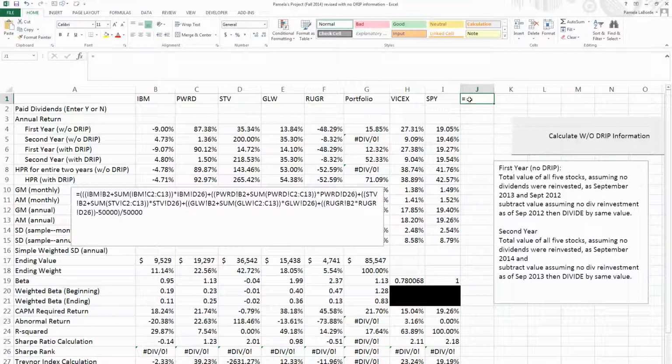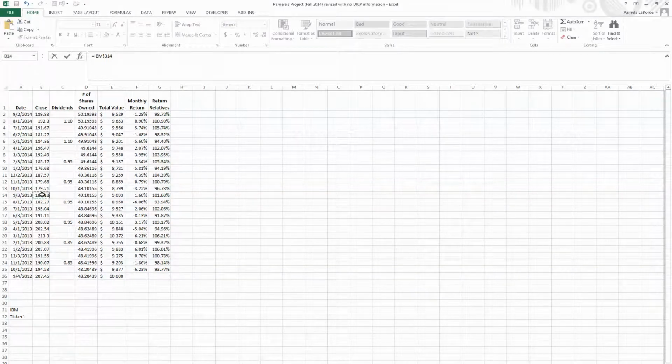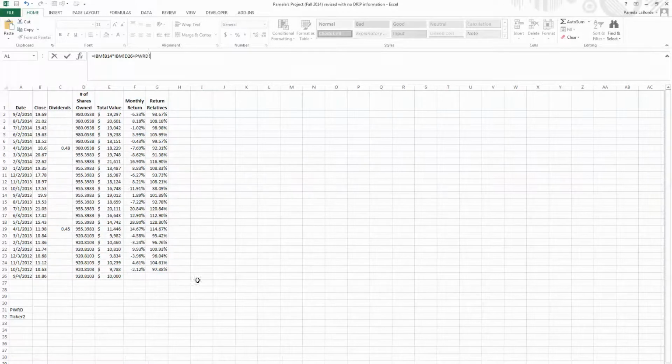So I've started my formula. I'm going to pop over to IBM. I need IBM's price, September 13 times the number of shares that I bought, plus Perfect World's price of September 13 times the number of shares that I bought. Now, I don't need to do parentheses this time because of the order of operations that Excel does. It always does multiplication before it does addition. So it's going to do everything in the right order without grouping in parentheses.